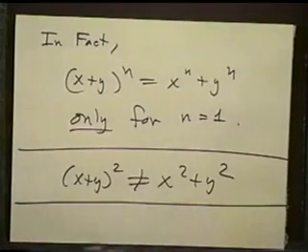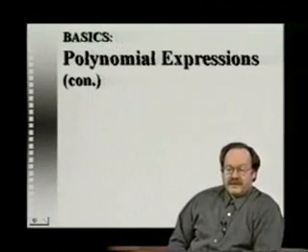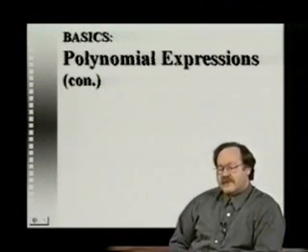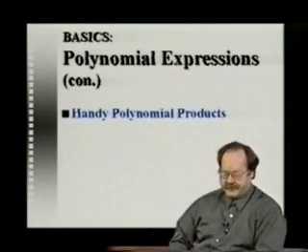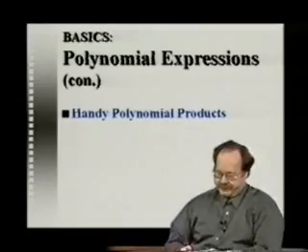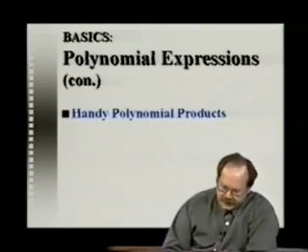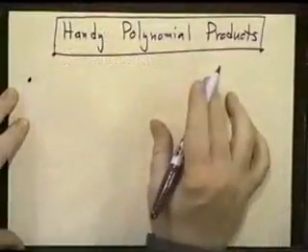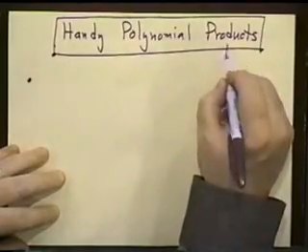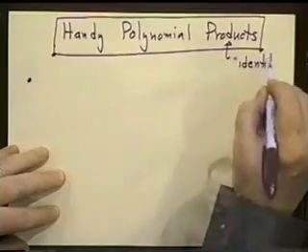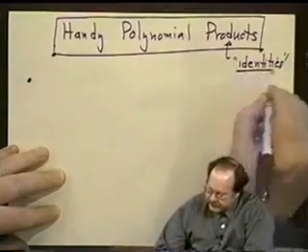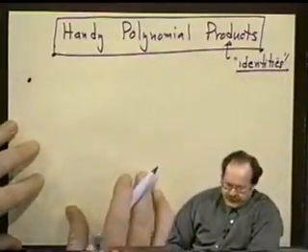So on that note, it's time to pause and practice a little multiplication of polynomials. Now that we've looked at multiplying polynomials, there are certain products that turn up so often that they are really handy to know. So I call those handy polynomial products. And let's go ahead and look at those. So handy polynomial products. Why would one want to look at this? And oh, by the way, these products, remember, you can think of these as identities. And we'll talk more about that later.